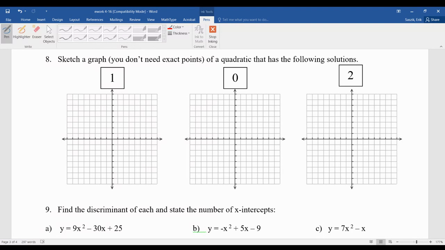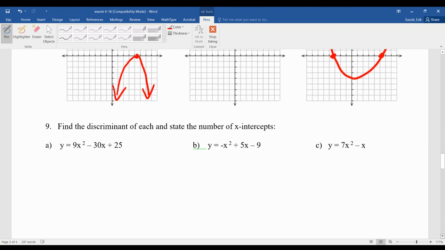So one solution, I'm going to go ahead and do it now. One solution means your parabola just nicks the x-axis. That would be the solution right there. No solution means you have a parabola that doesn't cross the x-axis at all. And 2 solutions would be something like this. Remember, there's one, there's the other. Obviously, there's an infinite number that you could draw for all of these. Okay.